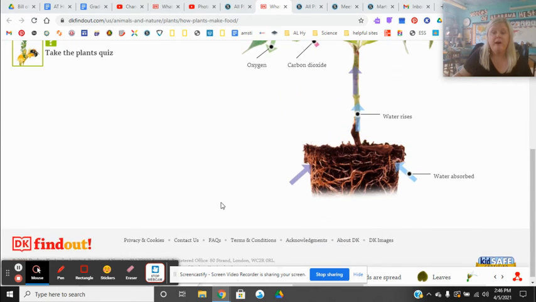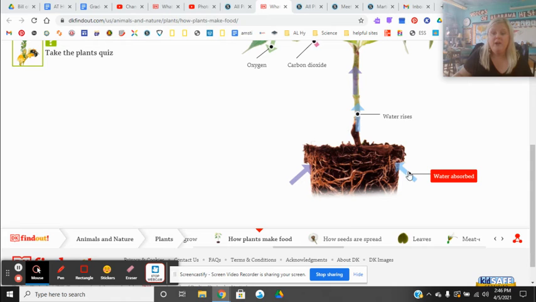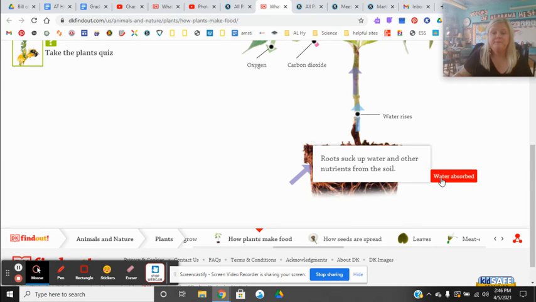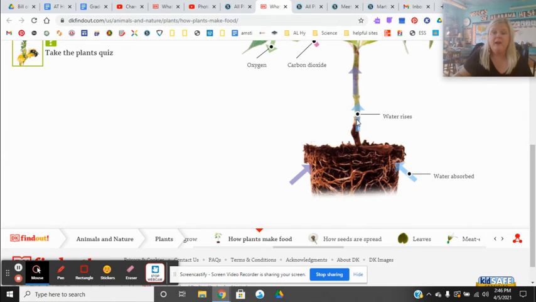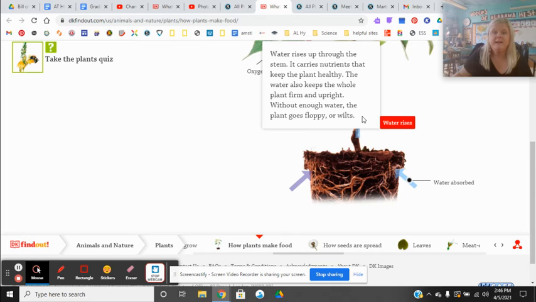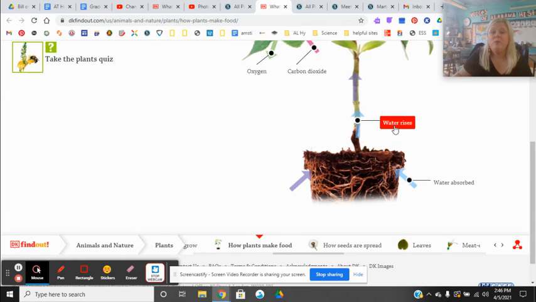So we're going to start at the bottom and work our way up. Here at the bottom, water is absorbed. The roots suck up water and other nutrients from the soil. And then from there, the water continues to rise up through the stem. It carries nutrients that keep the plant healthy. The water also keeps the whole plant firm and upright. Without enough water, the plant gets floppy or wilts.